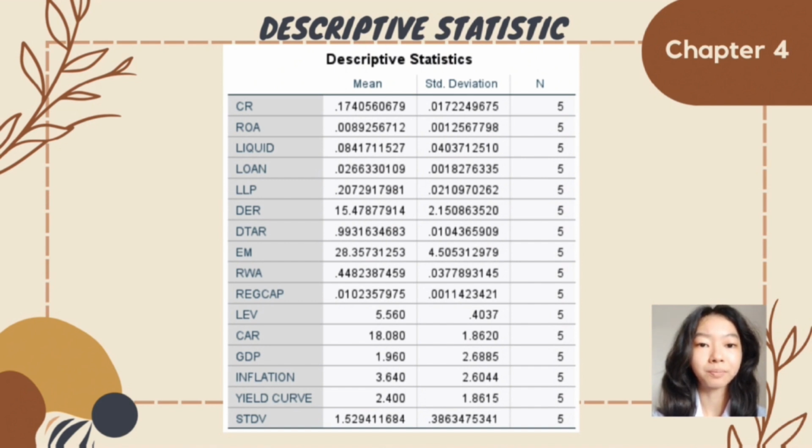The gross domestic product growth presents a mean of 1.96 and a standard deviation of 2.689. Inflation has a mean of 3.64 with a standard deviation of 2.604, while the yield curve has a mean of 2.4 and a standard deviation of 1.86. Finally, market risk has a mean of 1.529 and a standard deviation of 0.286.